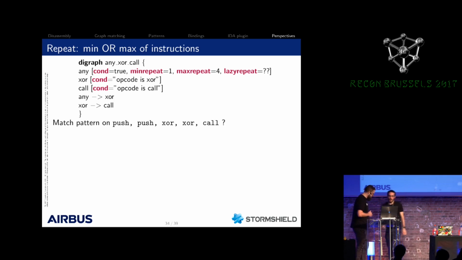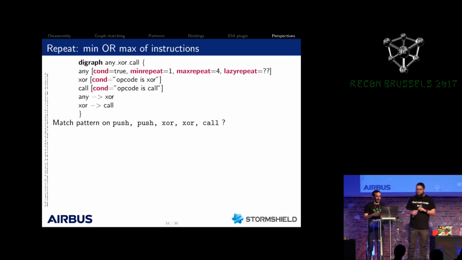Okay, there is another limitation of how we write patterns. We explained how we can do node repetition, but there is one limitation that is the following. With node repetition, we can either say I want the least number of matched instructions, or I want the maximum number of matched instructions. There is no in between. So the problem is this one.